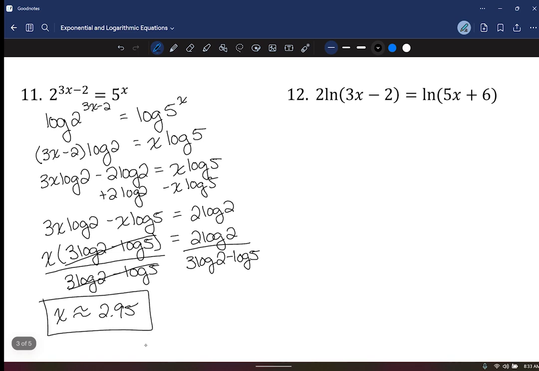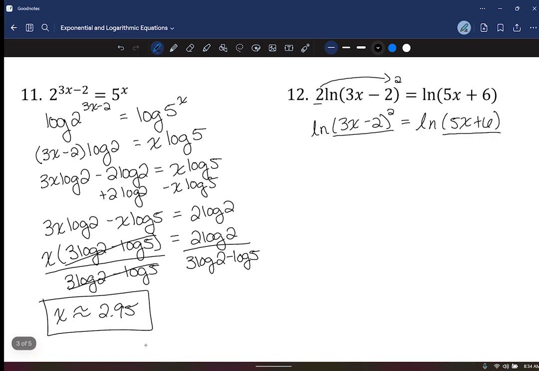All right, so number 12. I see that I have this 2 in front of my natural log, and I have it equal to another natural log, but I can't do anything with this 2 in the front. So I'm going to move it up into the exponent. So now I have natural log of (3x minus 2) squared equals natural log of 5x plus 6. Now that I just have a natural log equal to a natural log, I can go ahead and set the parts equal to each other.